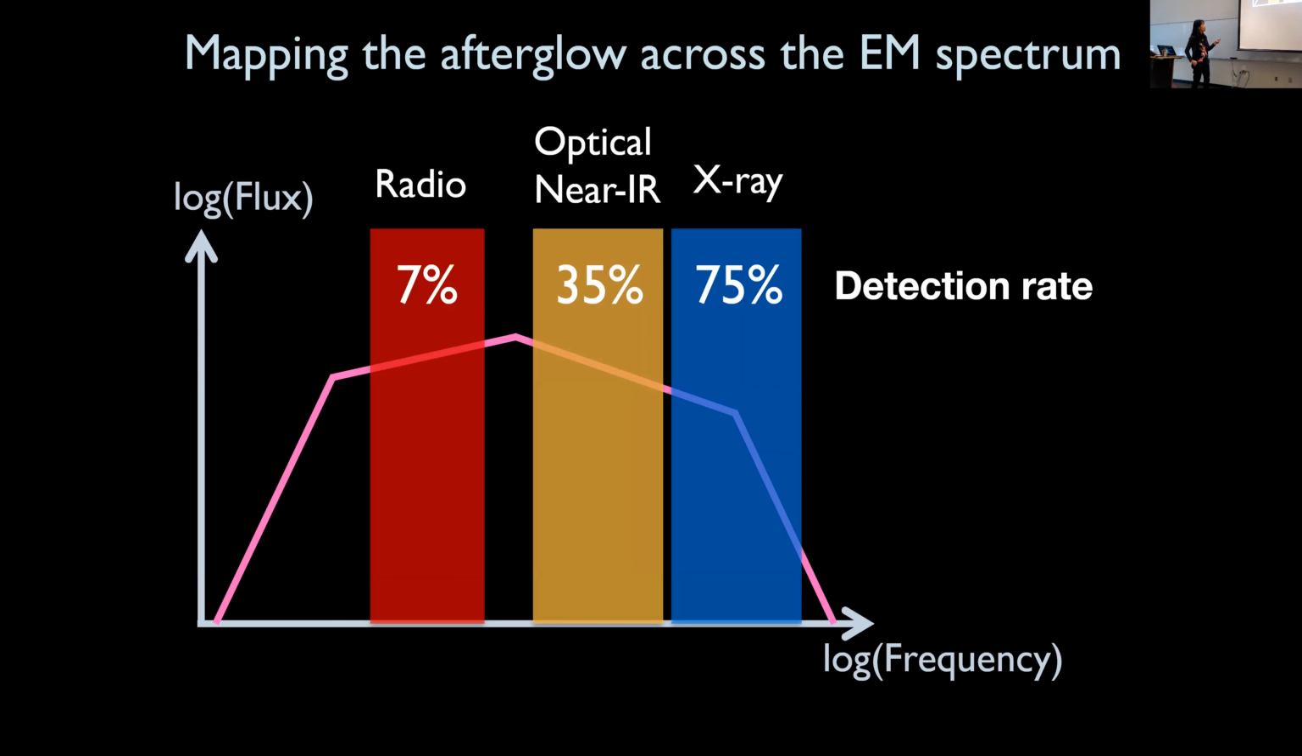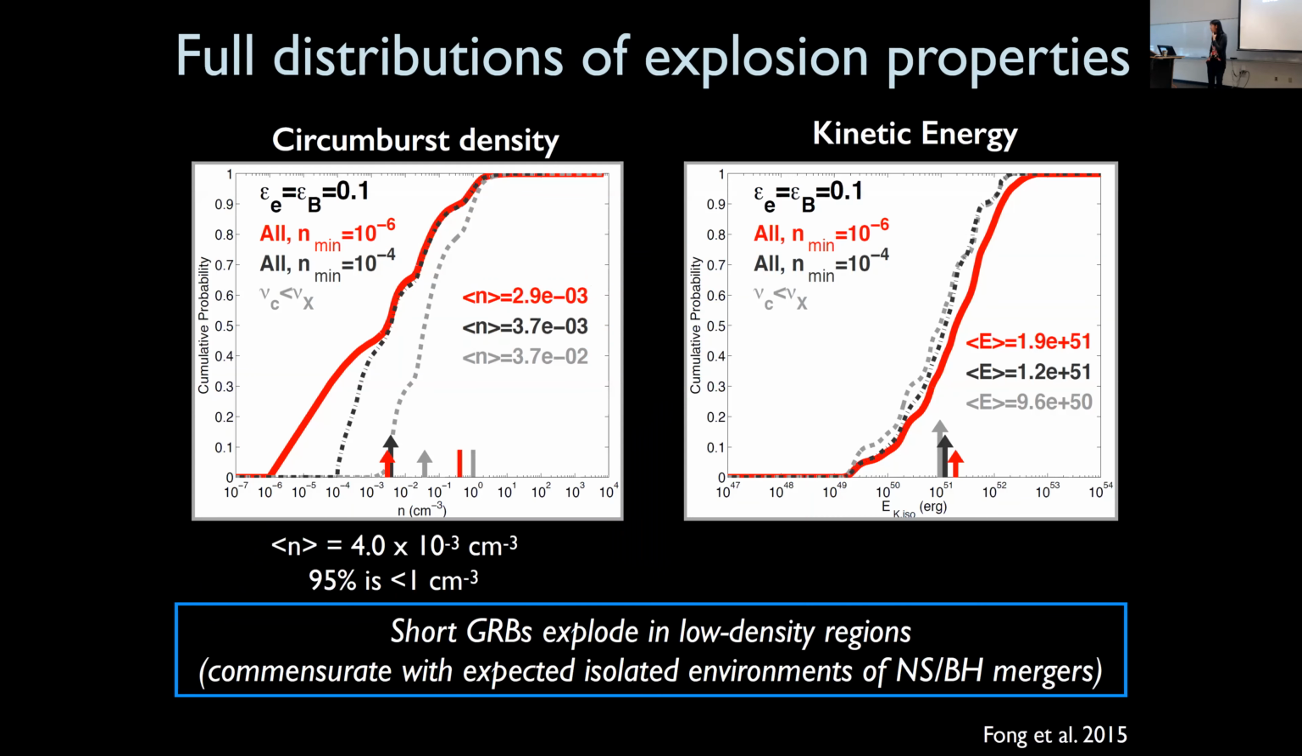These are the detection rates broken down by wavelength. You can see only 7% of short gamma ray burst afterglows are really, really well constrained in terms of their properties. This is the overall distribution. For the circumburst densities, you can just pay attention to the red line here. This is the overall distribution of densities when putting together a decade's worth of observations of short gamma ray bursts, mapping that spectrum and trying to get the density. You can see, again, they explode in extremely low density environments. For context, the midplane density of the Milky Way is 1 particle per centimeter cubed. This is 3 orders of magnitude below that. So again, they're exploding in isolated environments.